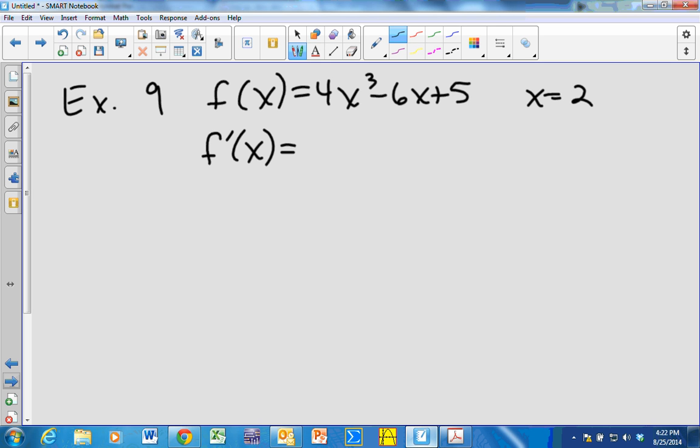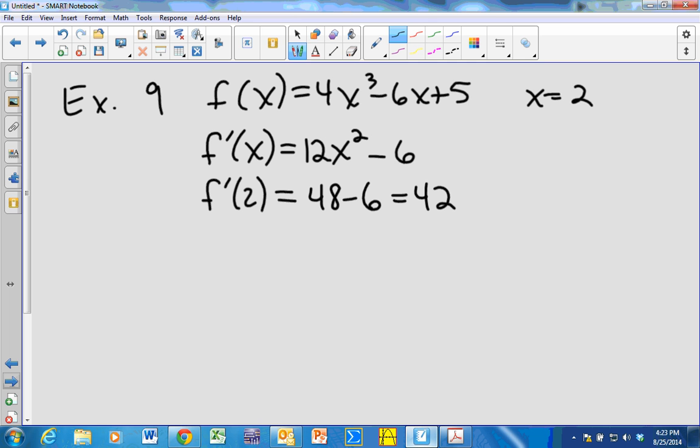So if we do f prime here, we should be able to do these pretty quick now. That's 12x squared minus 6. We want to find the tangent line at 2, so we want to plug in 2 in order to find what is the slope at that point. So if we plug in 2, we'll have 12 times 2 squared. So 2 squared is 4 times 12 is 48 minus 6, and so we're getting 42.